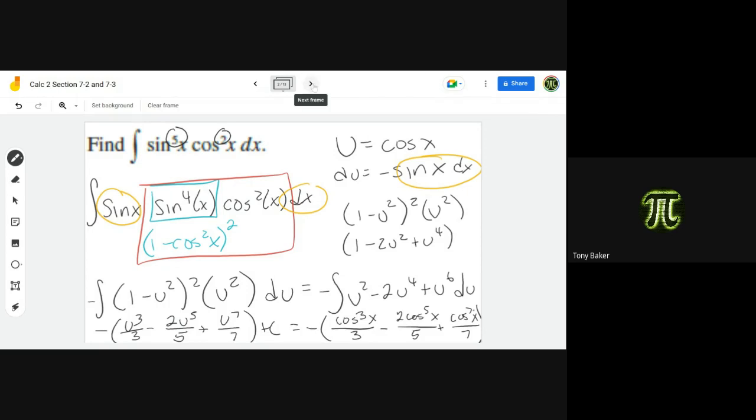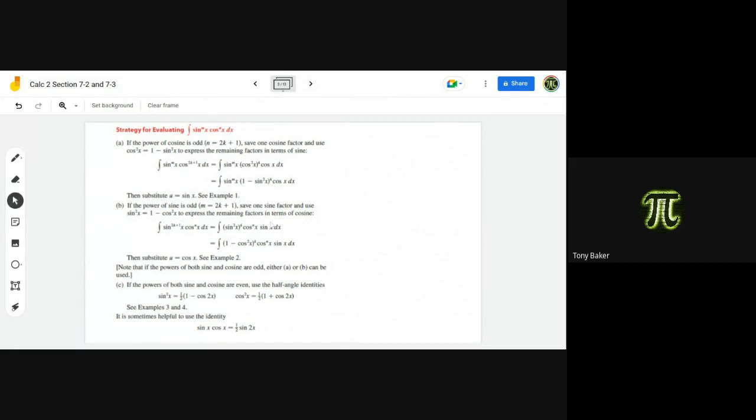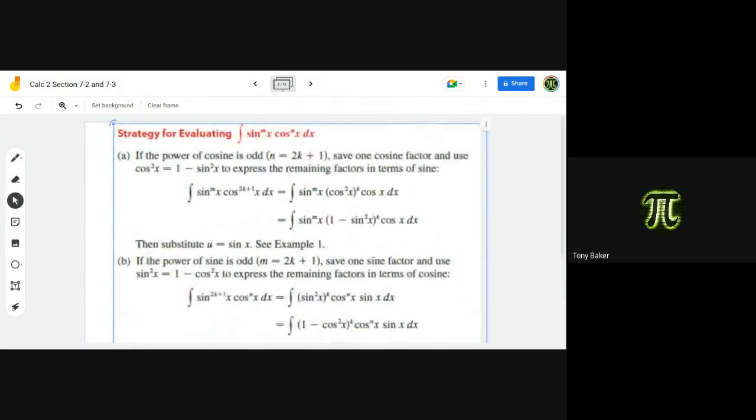So, all right. Here's the rules. Actually, I'll make this a little bigger, and then I'm going to move it.